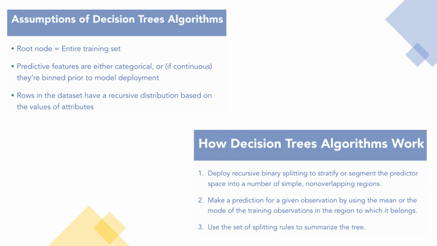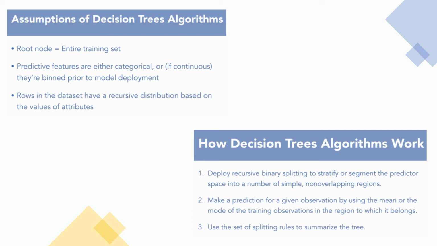Now let's take a look at how decision trees actually work. In the first step, decision trees deploy recursive binary splitting to stratify or segment the predictor space into a number of simple non-overlapping regions. In the second step, they make a prediction for a given observation by using the mean or mode of the training observation in the region to which it belongs. And lastly, in the third step, they use a set of splitting rules to summarize the tree.